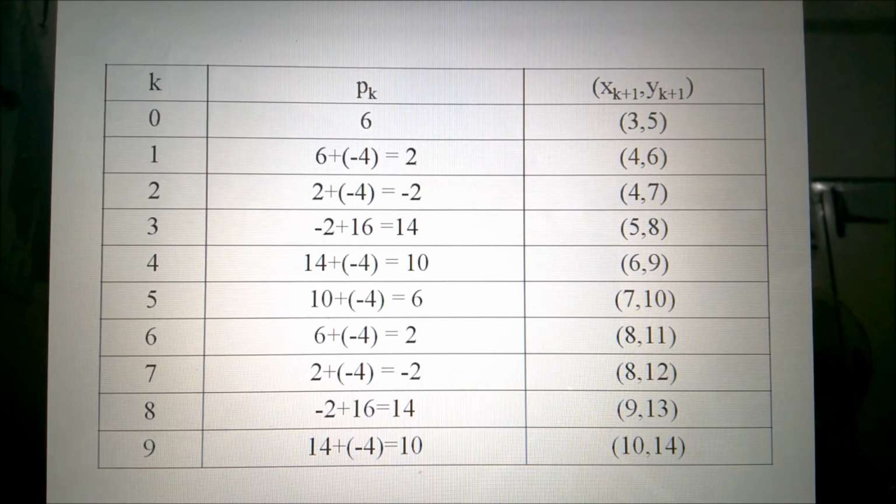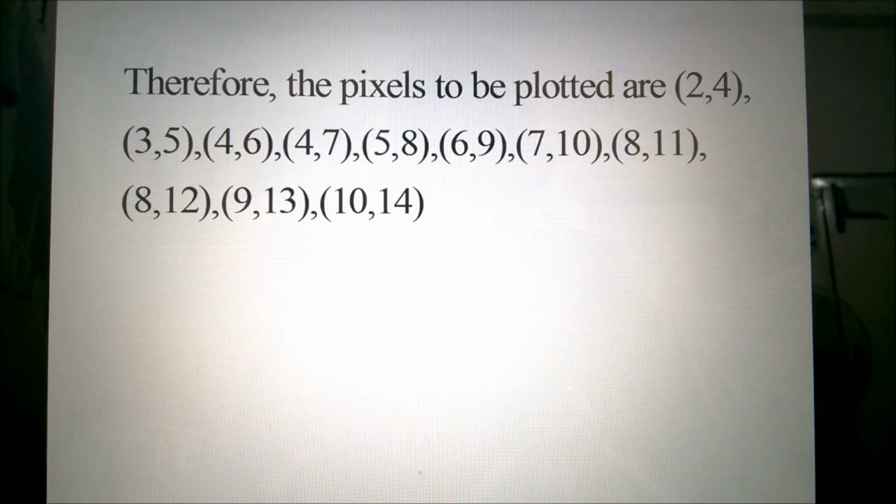In that way we find the coordinates of the pixels. After finding them, if we plot the pixels along with the initial coordinate, here I am showing the coordinates of the pixels. We have to plot them to get a straight line according to the Bresenham algorithm.